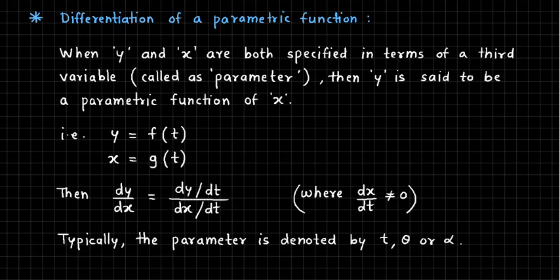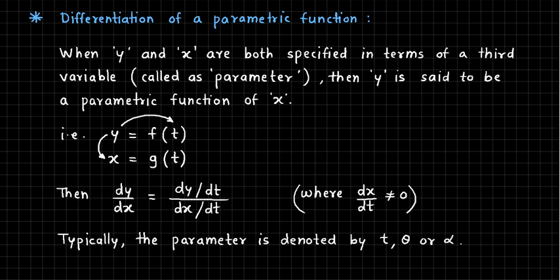So if we want to find the derivative of y with respect to x, then that is equal to the derivative of y with respect to t divided by the derivative of x with respect to t. Okay, so that is what is called parametric differentiation. Now typically this parameter is denoted by the symbol t or theta or alpha. These are the typical notations used, but of course it's not mandatory and we have to identify based on the question which is the parameter.